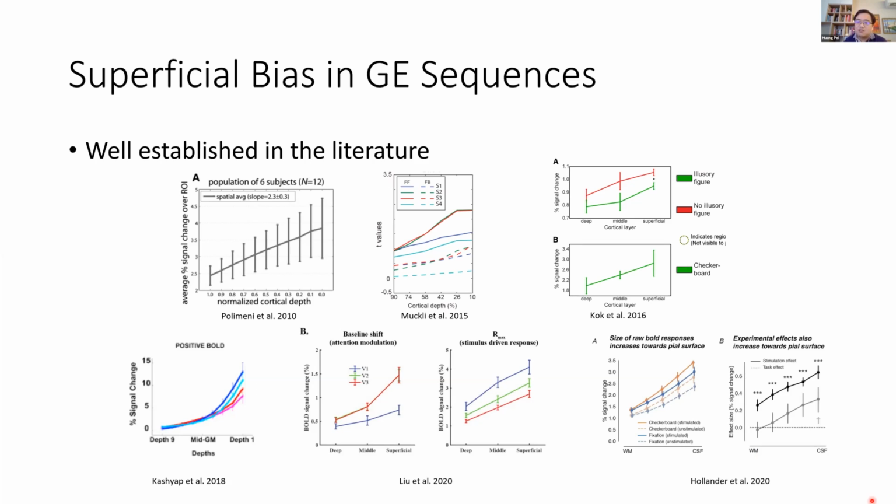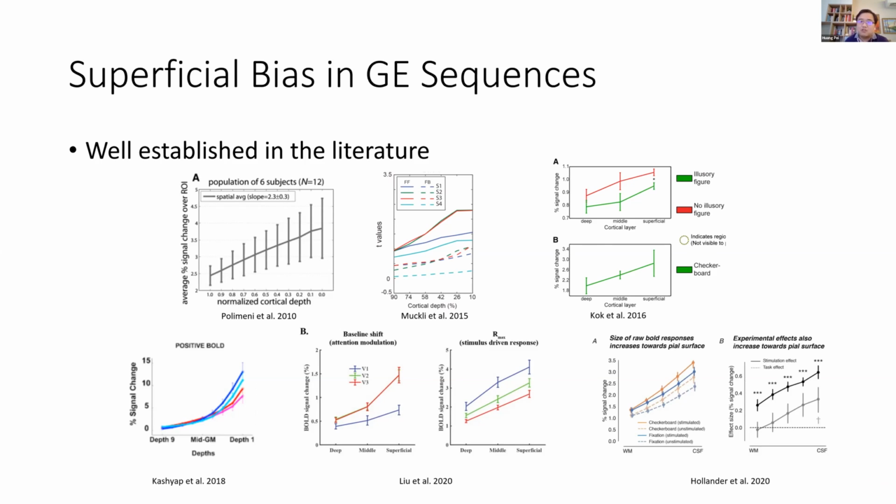Another interesting thing to highlight here is that there's also another trend present, which is increasing variance as we go towards the superficial layers. This shows that there's likely some correlation between increasing signal and increasing noise. This is actually something that some researchers have tried to use to correct for superficial bias, as I'll show later.